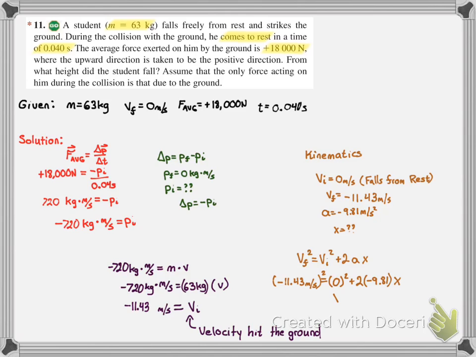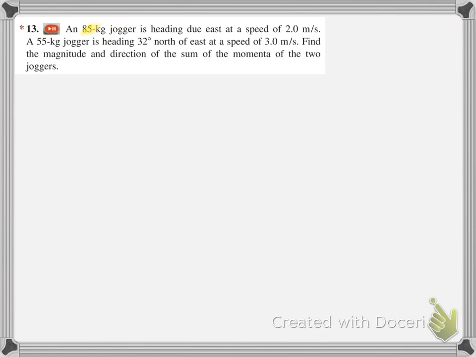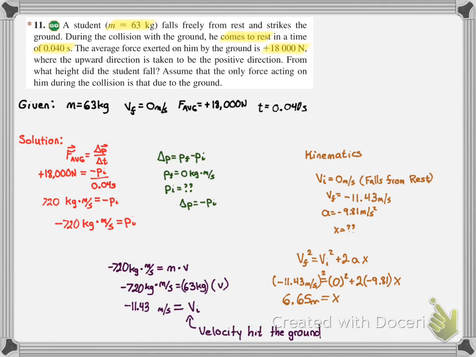and from that point we solve for x, and we find out that he fell from a height of 6.65 meters. So that actually becomes our answer, and then we've got to move further on. Our answer for the last problem before we move on was 6.65 meters.